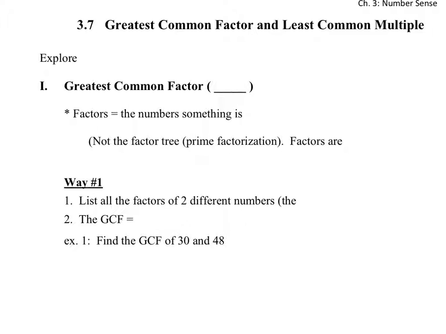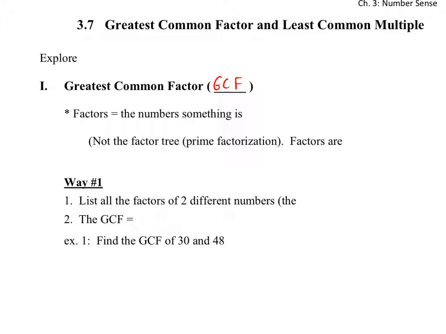So two things in this section. We're going to do greatest common factor and least common multiple. Greatest common factor is a real pain to write over and over and over, so we abbreviate it with 3 letters. That would be GCF. Nice. Capital G, capital C, capital F. So GCF, greatest common factor.